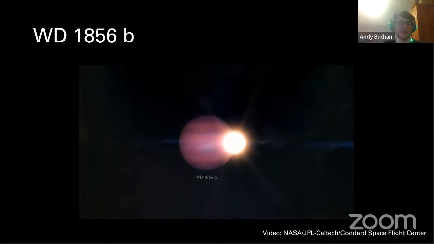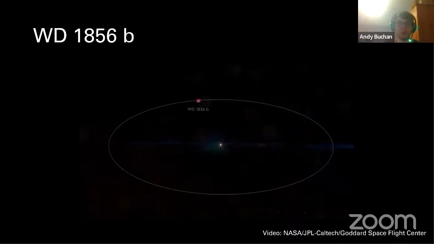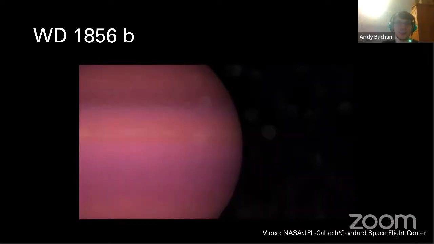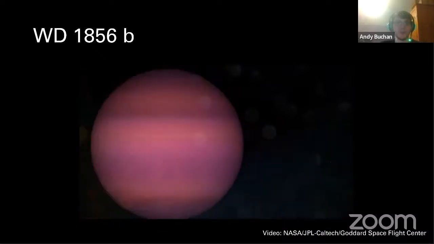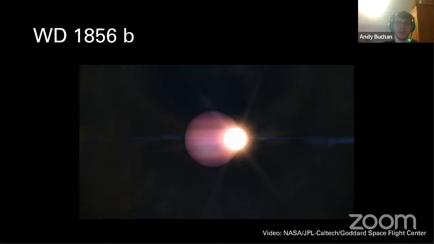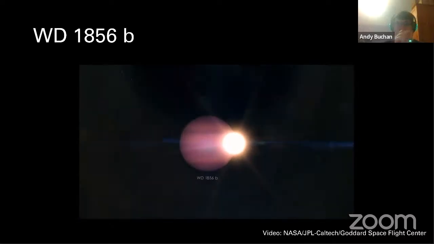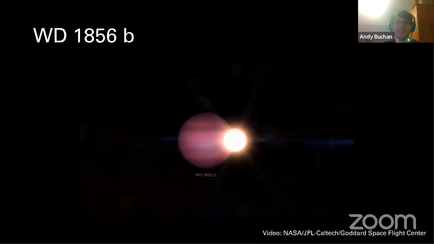Something else that's really cool about this system is that the time between the transits, which is when the planet passes in front of the white dwarf, is very quick. It happens once every 1.4 Earth days, which is a really, really short gap between transits. It means that the planet passes in front of the star, completes a whole orbit, and is positioned ready to pass in front of the star again in about 34 hours.